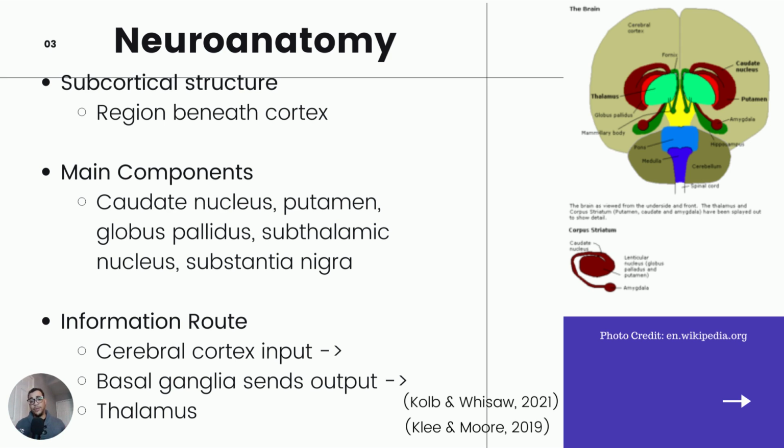Now, how information moves through the brain in this particular region is it begins in the cerebral cortex. Remember, that's the top outside, and it sends input into the basal ganglia, and then this information sends outputs to the thalamus, which again is the relay station of the brain.